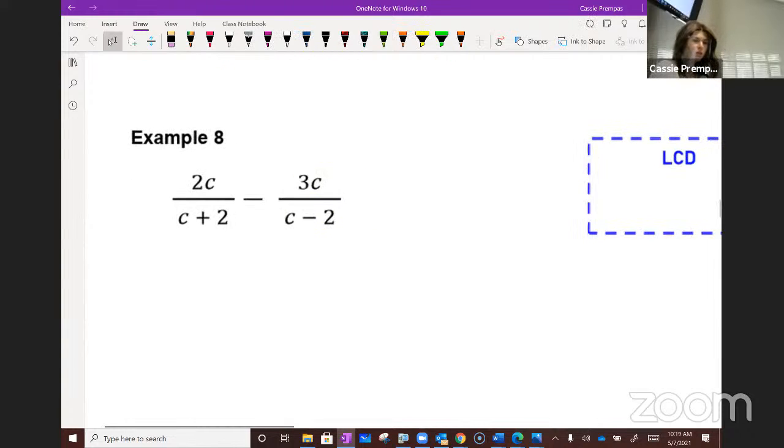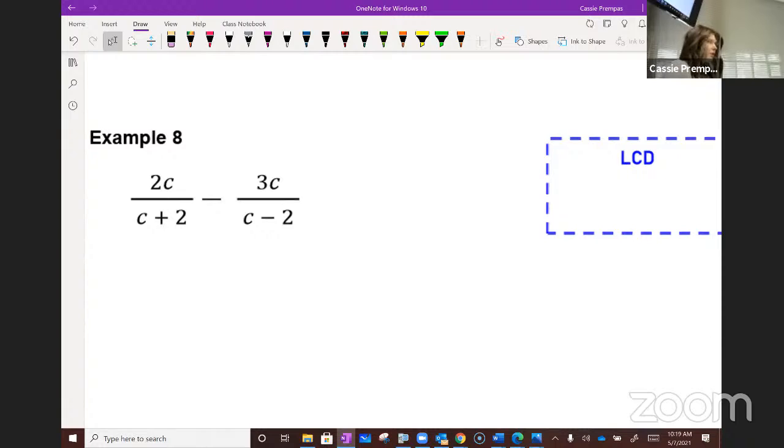On your own, see if you can determine what would be the least common denominator. Okay, check up here. Did you say c plus 2, c minus 2? Hopefully you did. If not, change it. That is the least common denominator. Can you just multiply one side by negative? Oh, that would be so nice, but we can't because these guys are connected as one number.